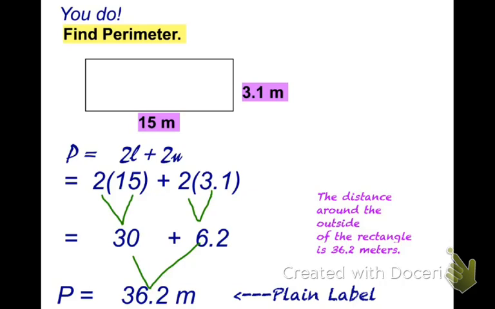Okay, check and see how you did. Did you take 2 times the length of 15 to get 30, and 2 times the width of 3 1/10 to get 6 2/10? Add those two together to get your perimeter, 36 2/10 meters. Remember, it's a plain label because it's a distance around the outside.